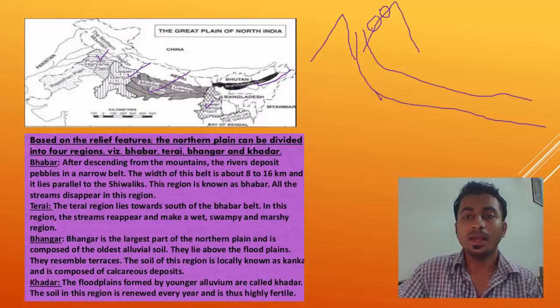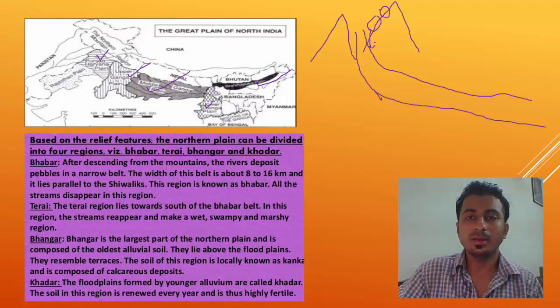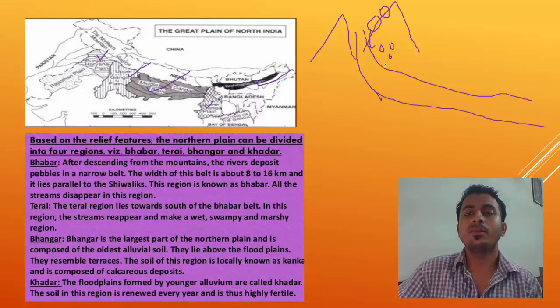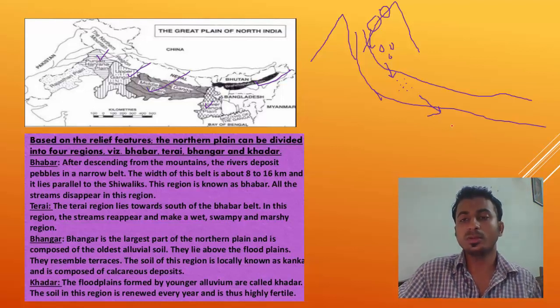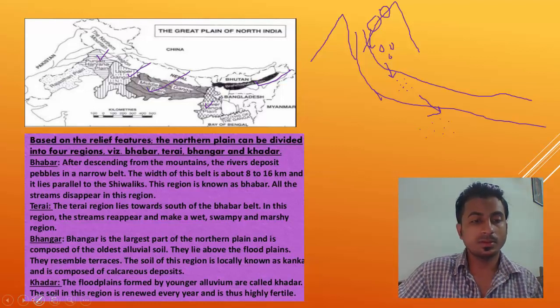But as they come down, they break into many parts. They become small pebbles. Then when they come more towards south, they become like small stones. Then when they come more south, they become soil. So now you can easily understand this. So first comes Bhabar.